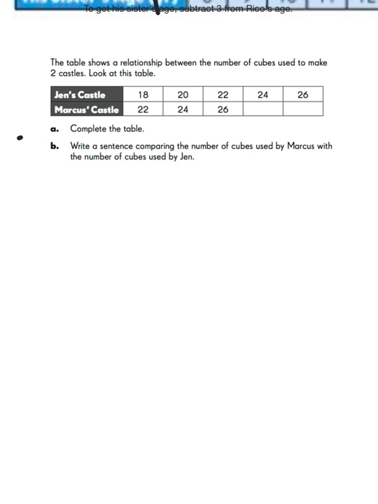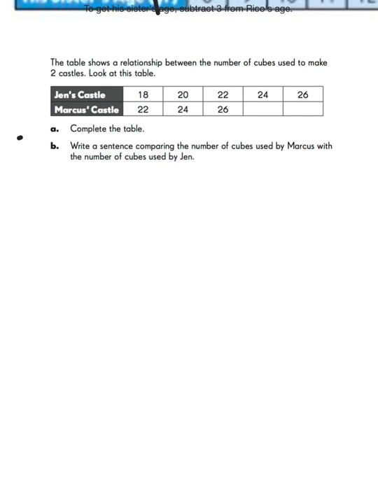First step here, part A is asking us to complete the table. How many cubes does Marcus's castle need when Jen's castle has 24 cubes and when she has 26 cubes? And then we have to write a sentence comparing the number of cubes used by Marcus with the number of cubes used by Jen. Let's find our pattern here.